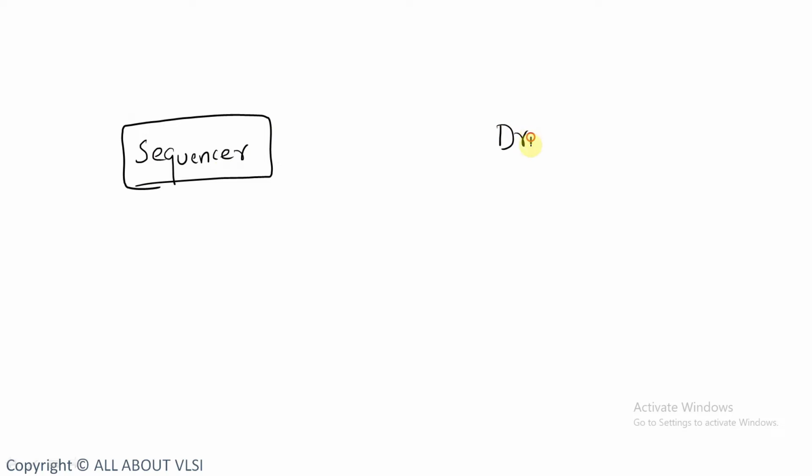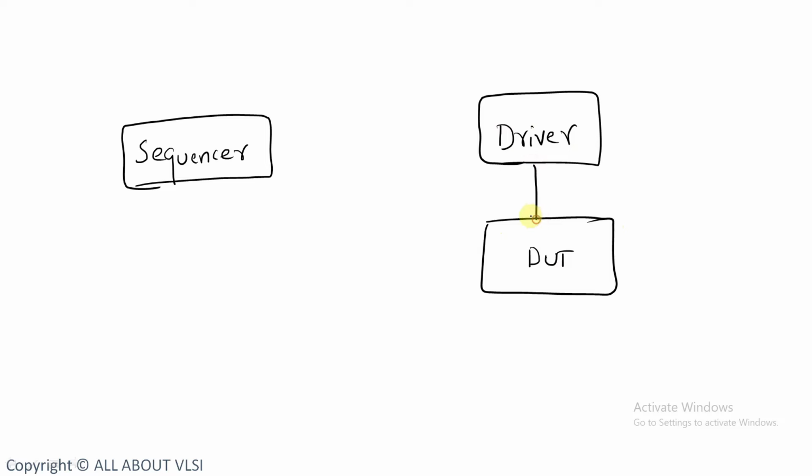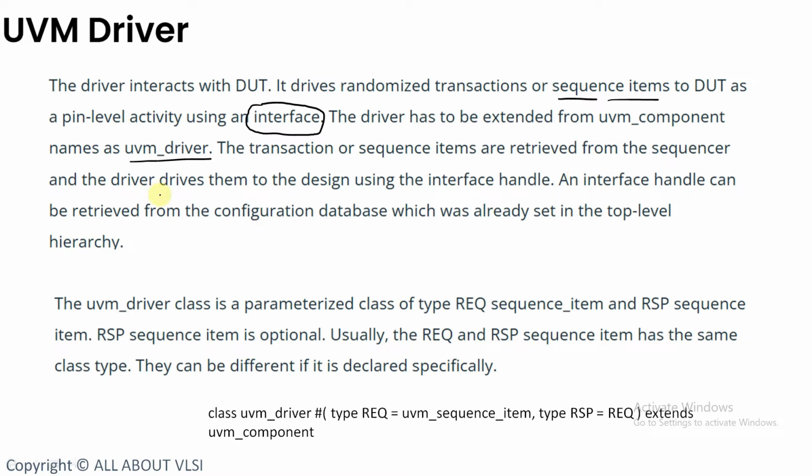In the case of UVM, we are going to have two components. One is our sequencer and another is our driver, and this is our DUT. The driver and DUT are connected with our virtual interface, which we already know. Here the driver is going to drive the transactions or sequence items to the DUT as a pin level activity using an interface.